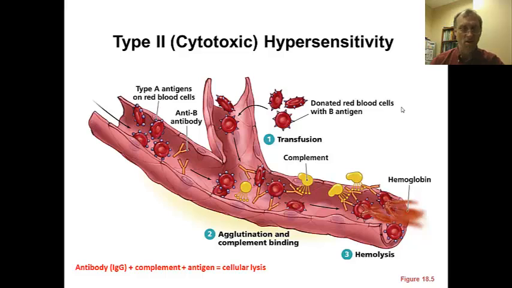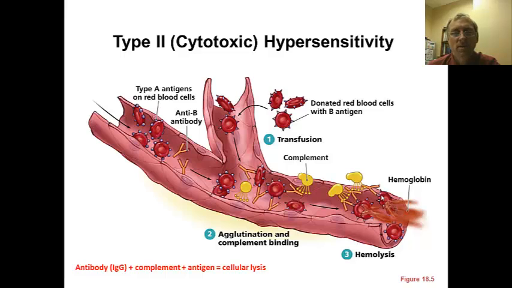We can see this demonstrated here in this picture, where donated red blood cells with an antigen that's not a self-antigen on them enter into the circulation through the process of blood donation or transfusion. An antibody which reacts with the antigen on the surface of the donated blood cells binds to the surface of the blood cells, complement is activated, and then cellular destruction because of formation of the membrane attack complex results in lysis of the donated red blood cells.